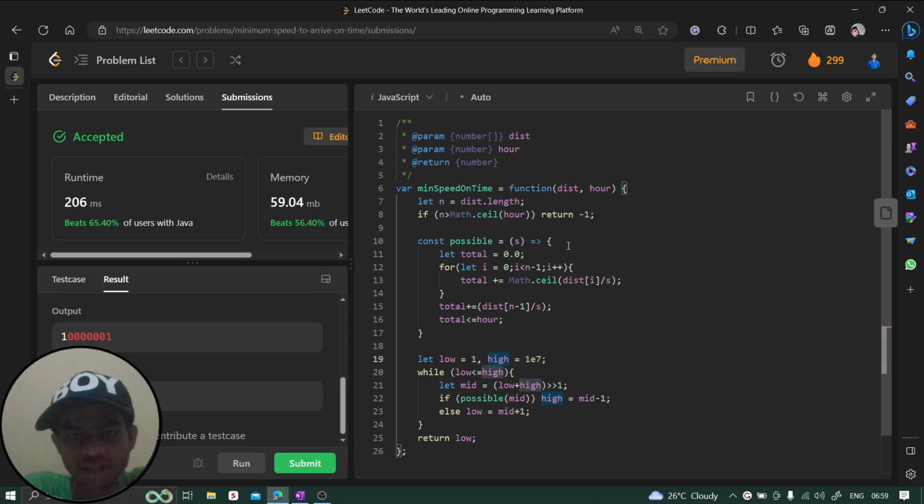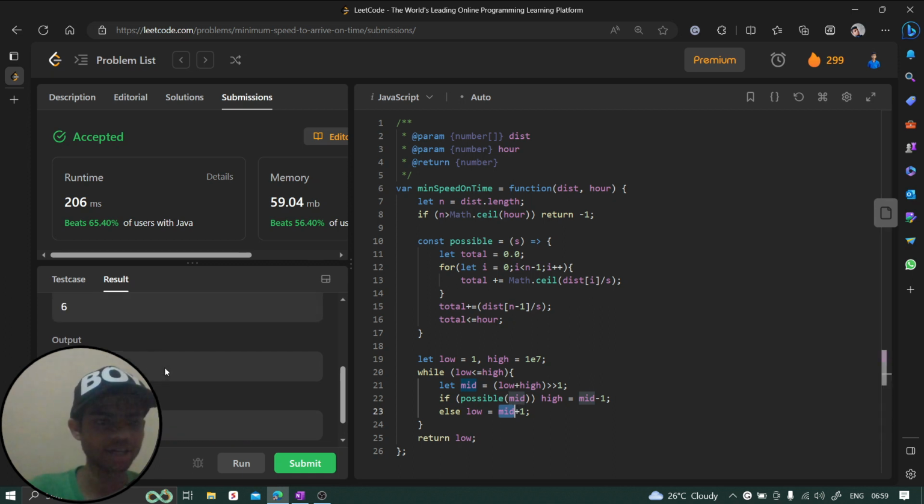So we are using n minus 1 distance and divided by s. Fine. So if possible with this, then what we are going to do? We are going to say the speed total is this much. Total should be less than equal to our r. So we can say for i = 0; i less than n minus 1; i plus plus, total should be math.ceil. So we are adding this one, and then low plus high divided by 2. If it is possible, then you have to do this: high should be equal to mid minus 1. If it is not possible, then you have to do this. It's cool, fine. Let's see what we are getting for the next one.